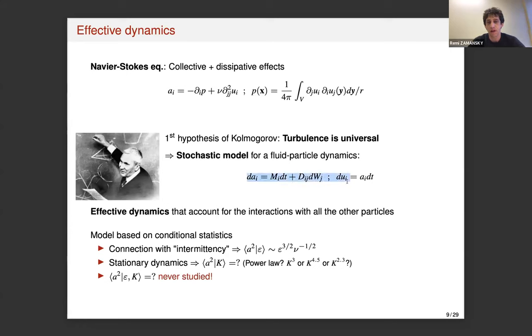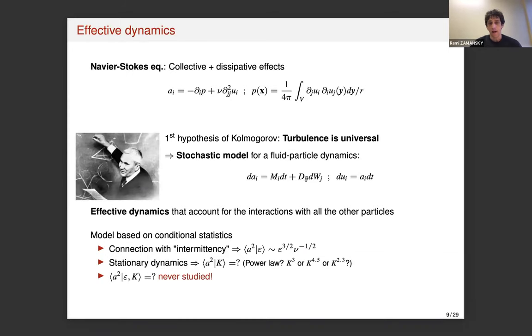So that's a kind of stochastic equation here for the acceleration, supplemented by a kinematic relation linking the acceleration and the rate of variation of the velocity. If you are not familiar with that kind of equation, I'll come back to it in the second part of the talk, but basically here you have what we call the increment of the Wiener process, M is the drift term, and you have a diffusion term.